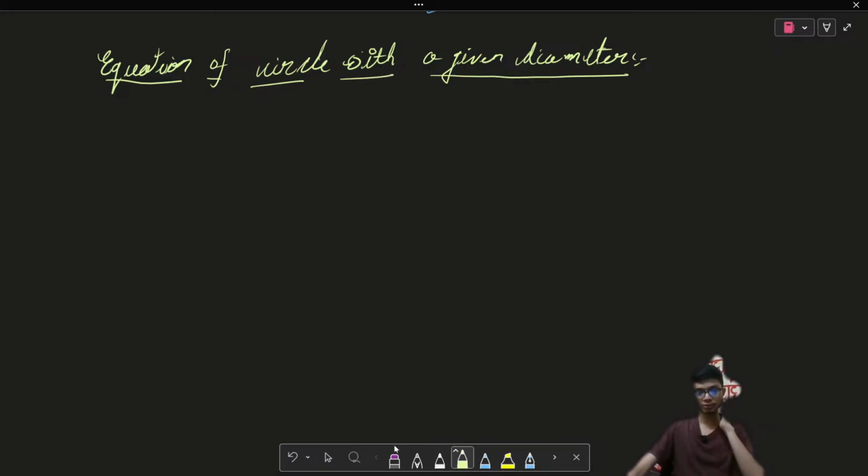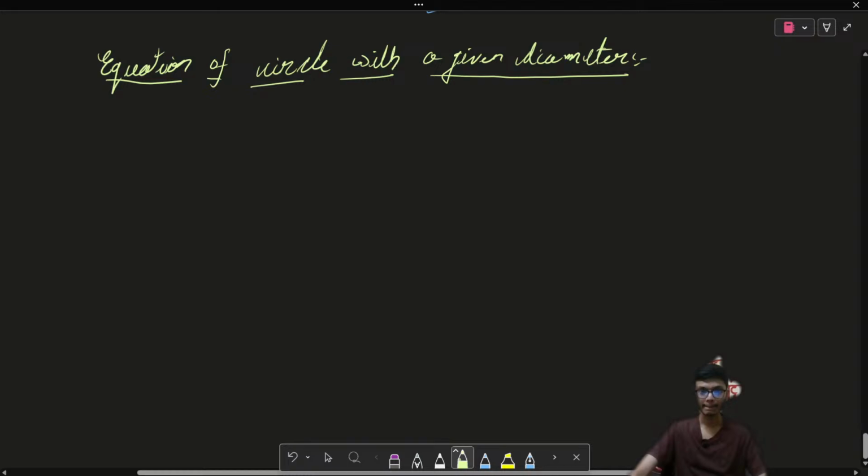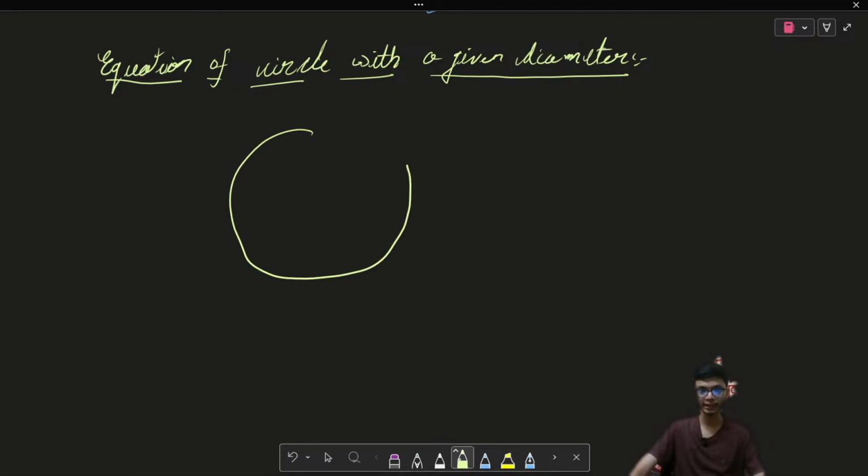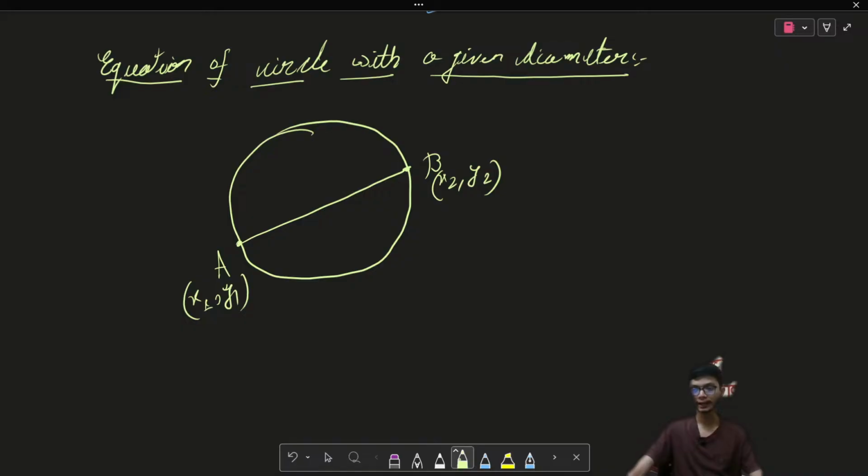So let us see what this problem means. In order to formulate this problem, let us try to explain it with a schematic diagram. So we have the circle over here, and let us say that we know the diameter. We know the two points on the diameter, that is, let us say x1 y1 and x2 y2 are the two opposite points on the diameter of the circle, right? And let us say the center of the circle is some h comma k.